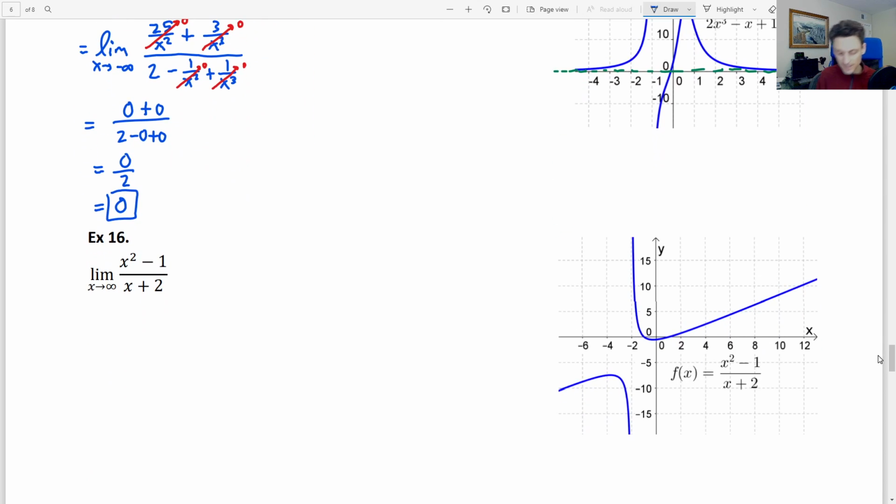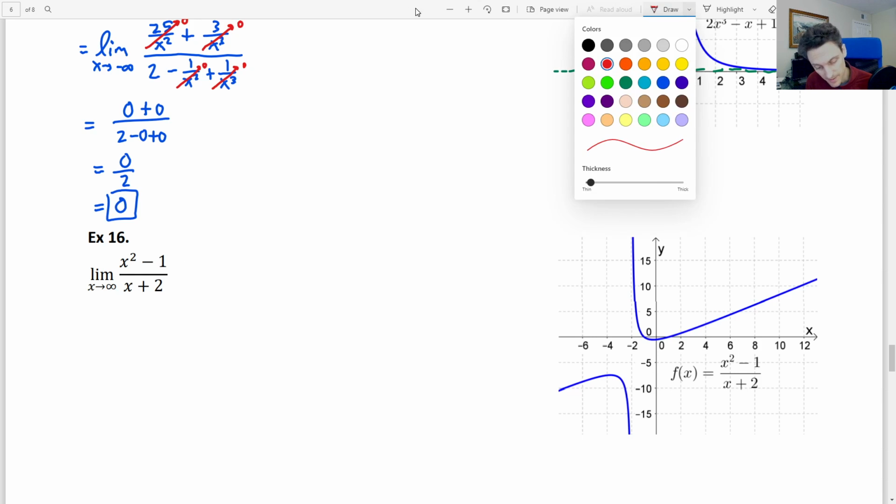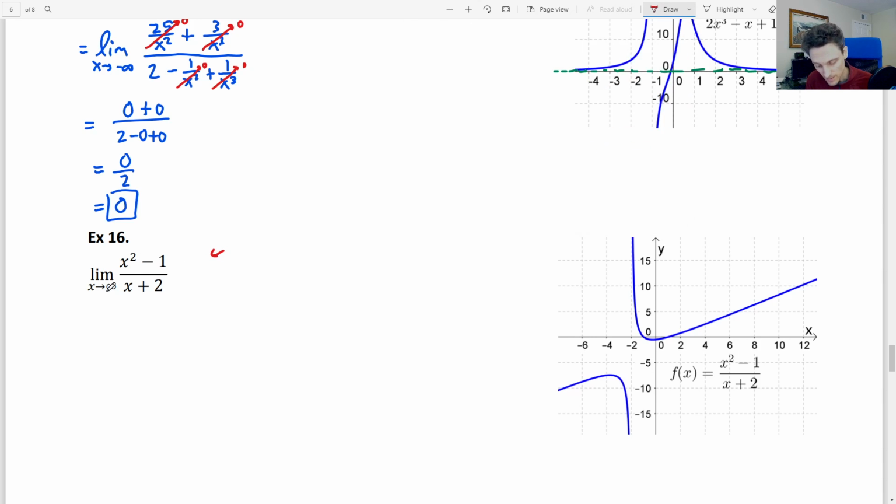Looking at example 16, we've got the limit as x approaches infinity of x squared minus 1 over x plus 2. So once again, we can think what happens to the top and the bottom. When x approaches infinity, the x squared is going to infinity, and that overshadows all the rest of the terms on the top. When x goes to infinity, the x is going to infinity. So this is an infinity over infinity kind of limit. This is another indeterminate limit, and we have our technique for handling it.